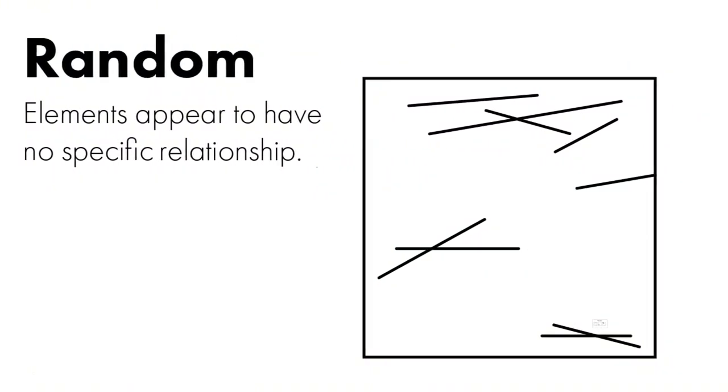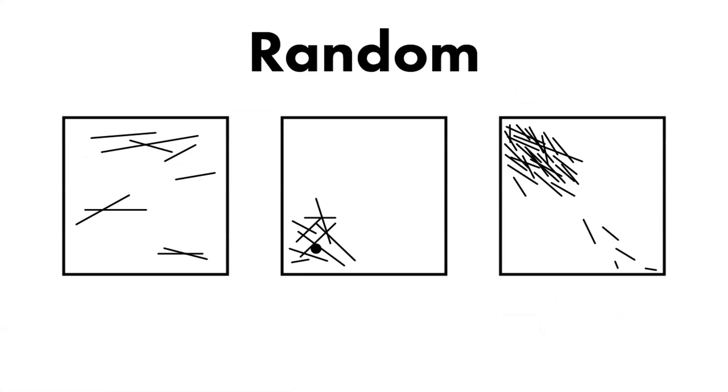Next, we have the random typographic system. In this type of system, all the elements appear to have no specific relationship. Let's explore this a bit further. There are no specific relationships, but there are different ways to position the elements to give it points of focus.